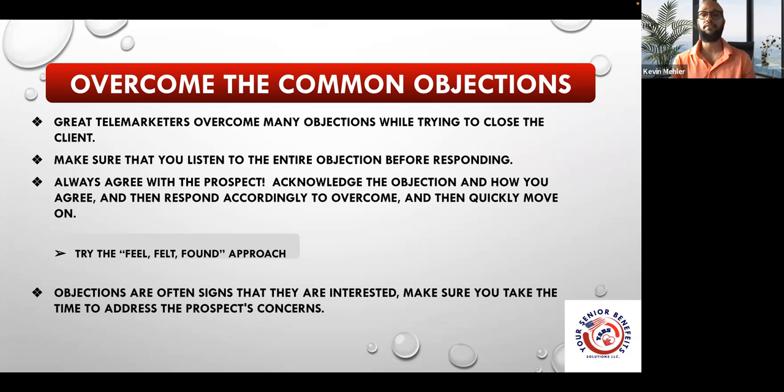Make sure that you actively listen to the entire objection before you actually respond. Let them talk, let them vent, let them tell you what their concern is, okay? And then always agree with them. You always want to agree with them and respect them for their decision or for their concern. Okay. Acknowledge the objection and how you agree. Okay. And then respond accordingly to overcoming that objection and quickly move on. Don't dwell too much on it.